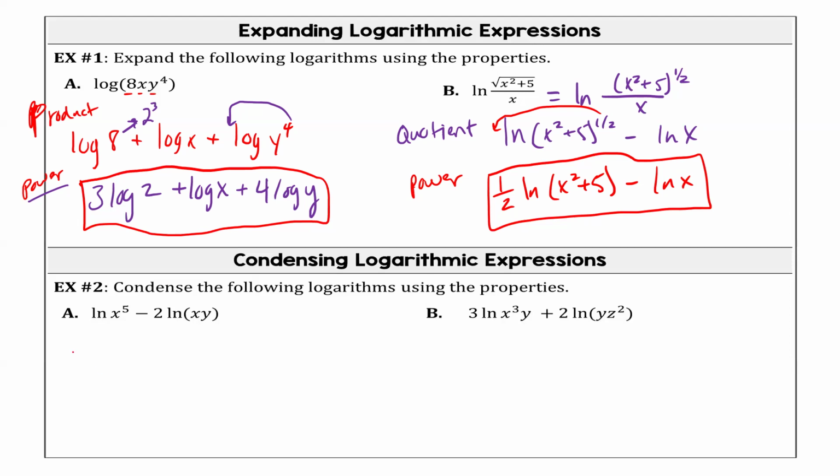So we start with power, and then we determine whether it's quotient or product, working it from left to right. Okay? So the first thing we're going to do is our power. So power tells me that natural log of x to the 5th is going to stay natural log of x to the 5th because it was never moved. However, this one is going to be moved. Make sense? So now we're left with minus log of xy squared.